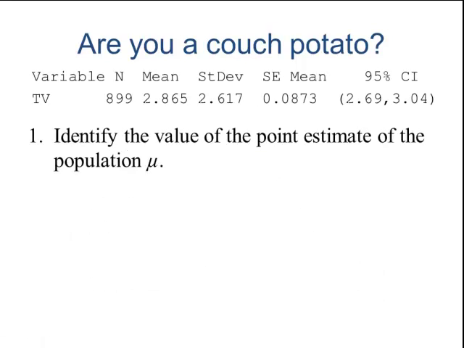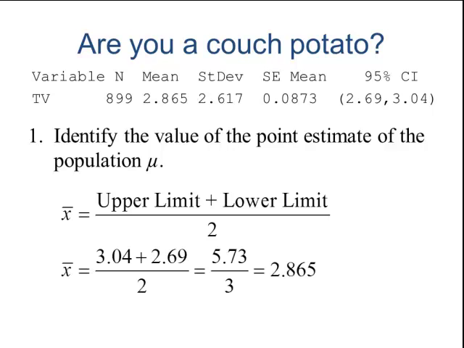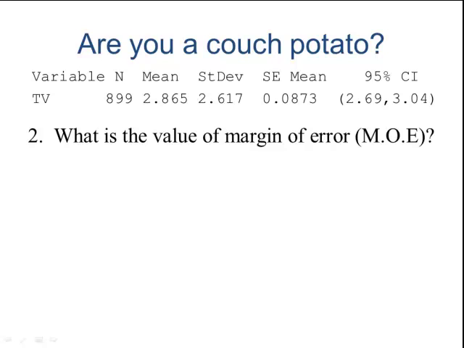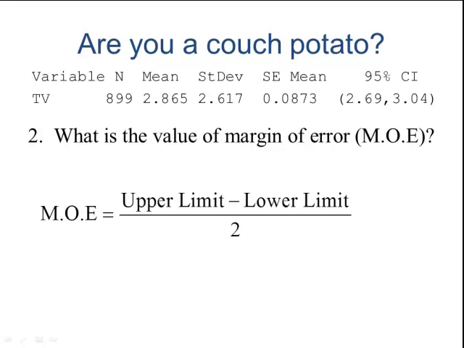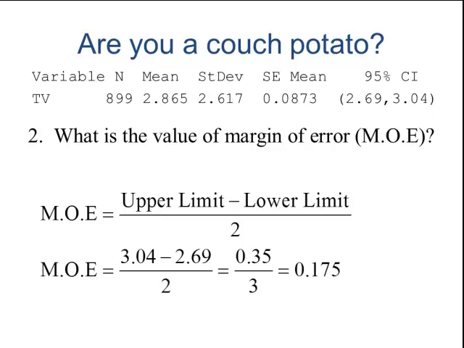Okay, so back to problem 1. Identify the point estimate of the population mu. If we take our upper plus our lower and divide it by 2, we get 2.865, and that agrees with this up here. If you don't know x bar, you can compute it just by knowing the lower bound and the upper bound. For the margin of error, we take the upper limit minus the lower limit, divide that by 2, which gives us 0.175.